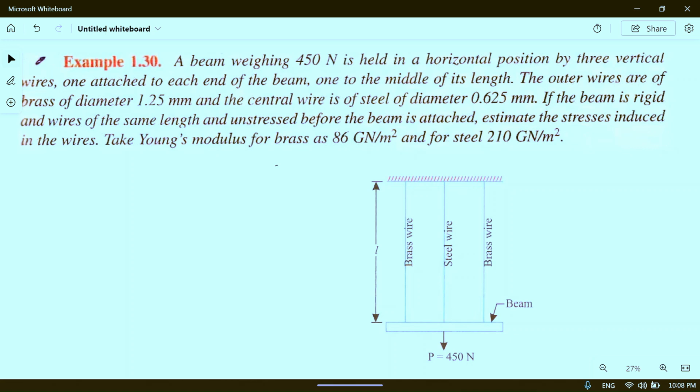So in today's video we will solve a simple problem which is based on stress and strain. So let's read the problem. A beam weighing 450 Newton is held in horizontal position by three vertical wires.